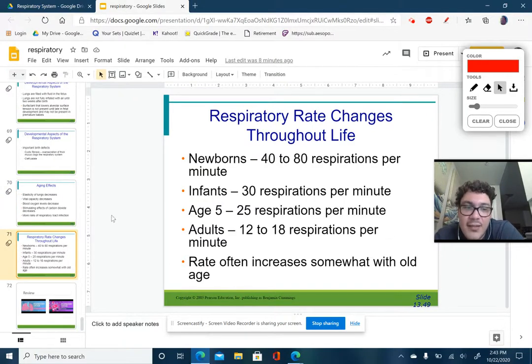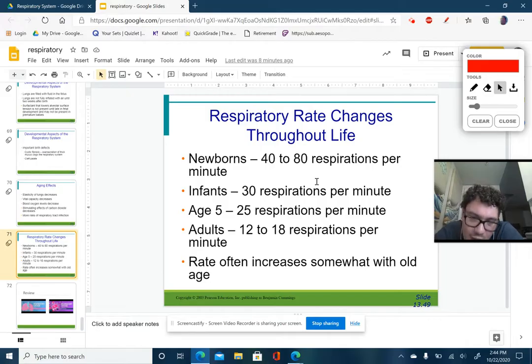Finally, to conclude, we have respiratory rate changes throughout life. This is honestly just more informative than anything else. It's fascinating to see the vast differences in our respiratory rates depending on when we live. As a newborn baby, you breathe 40 to 80 respirations per minute. That's insane. If you tried doing that, you would pass out. It would just be too much for your body to handle.